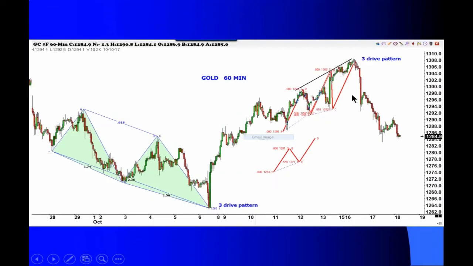Here's gold. Here we are in a 3-drive pattern here. There's drive 1, there's drive 2, there's drive 3. That was the top of this last rally. We're now trading down in this level right here. We hit 1265 today, and I believe we're on our way to 1242. But you can see the ABCD patterns all the way. Look at it right here on the bottom.